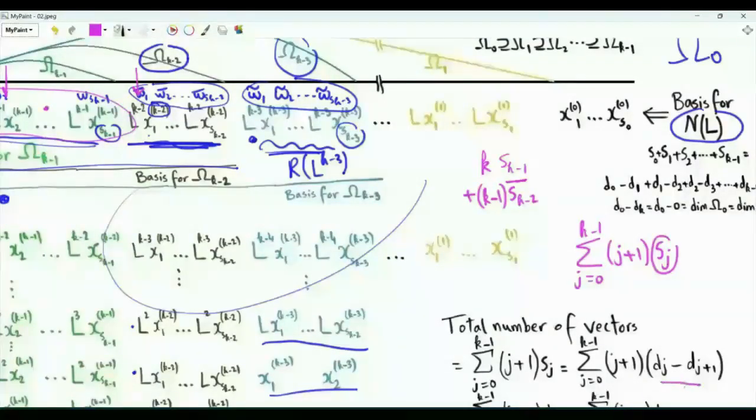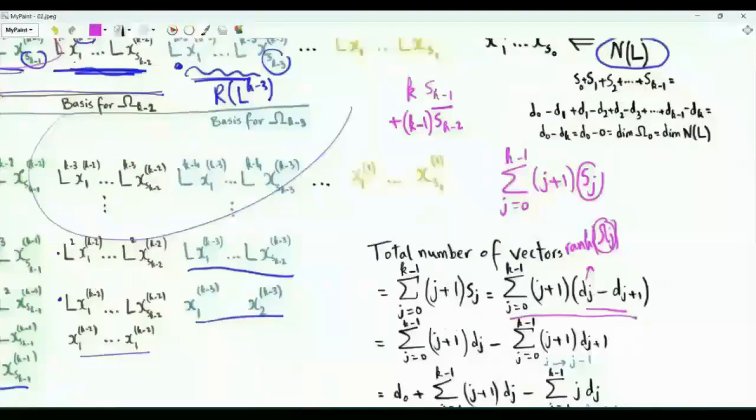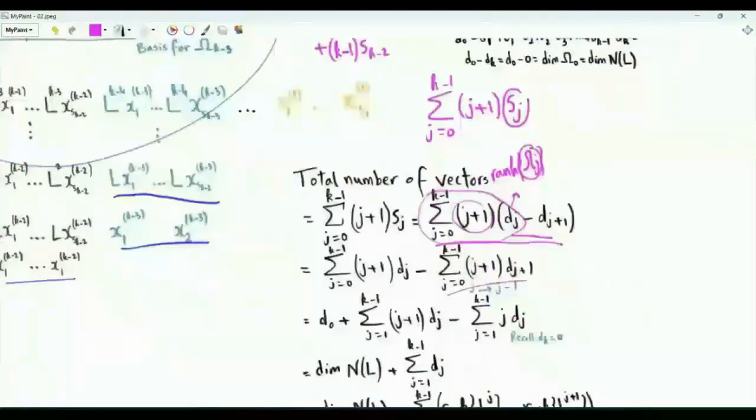Sj is this difference, dj minus dj plus 1. Split this sum into two sums. So here is one of them, and the other will be summation j from 0 to k minus 1, j plus 1 times dj plus 1. In this summation, replace j by j minus 1. What will happen is that j now goes from 1 to k, j plus 1 is replaced by j, dj plus 1 is replaced by dj.